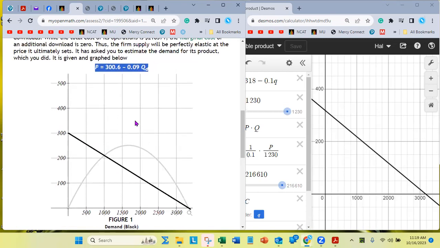Now the revenue equation is this thing in blue times quantity. That's the revenue equation. And the graph of that is this light gray curve. And in order to fit it on this graph, I divided, like I said, each value by 1,000.